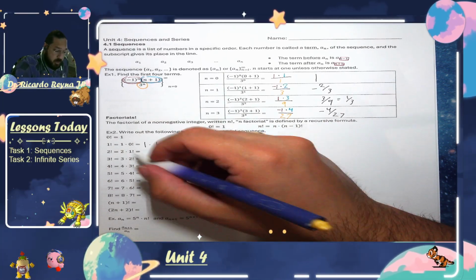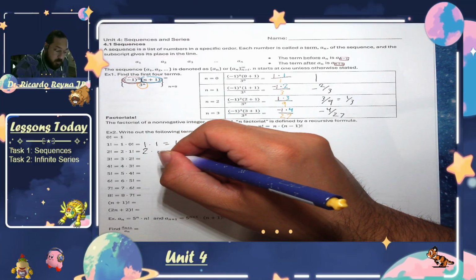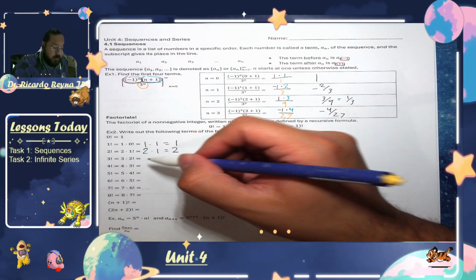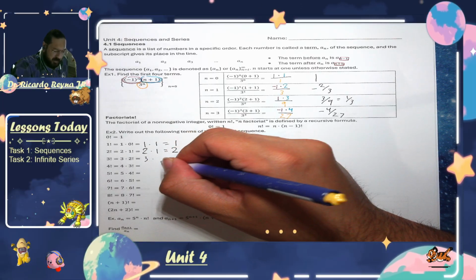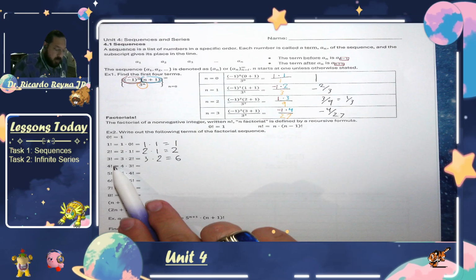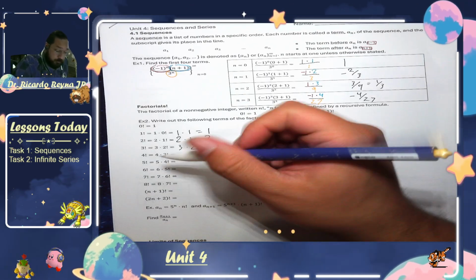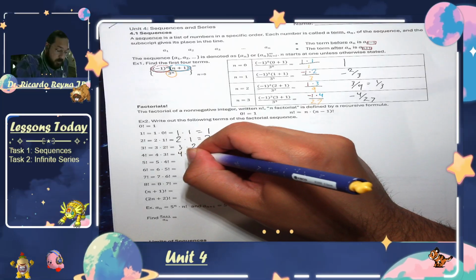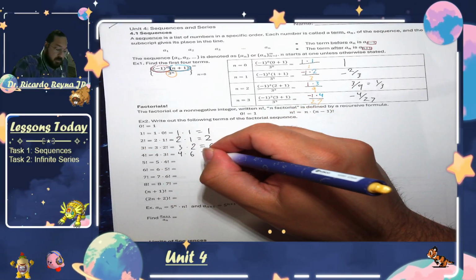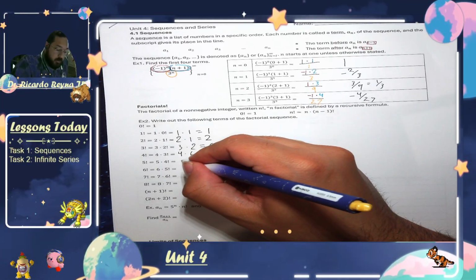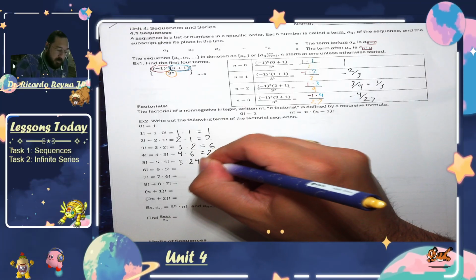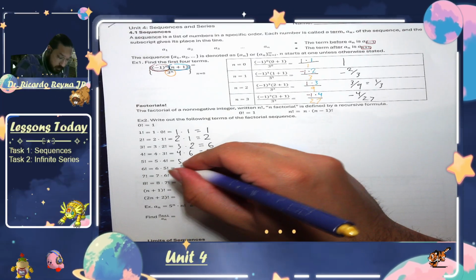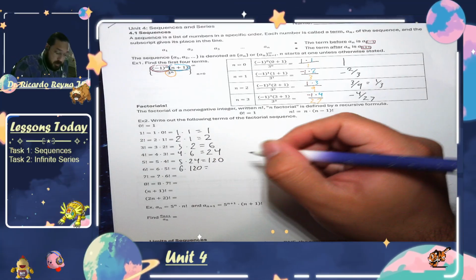2 factorial is 2 times 1 factorial, which is 2. 3 times 2 factorial, so that's 3 times 2, which is 6. Now, you would think this is 12, but it's not 12. 4 times 3 factorial, 4 times 6, because 3 factorial is actually 6, which is 24. 5 times 4 factorial, which is 24, which is 120. And then 6 times 5 factorial, so 6 times 120.